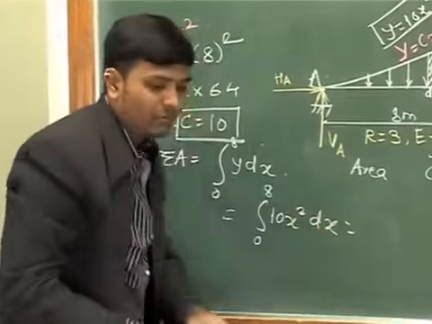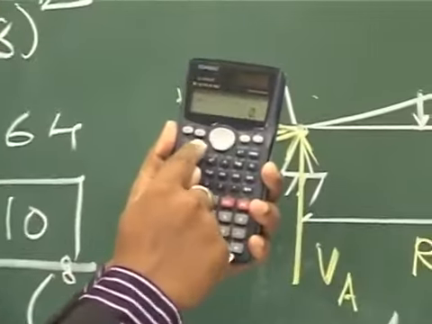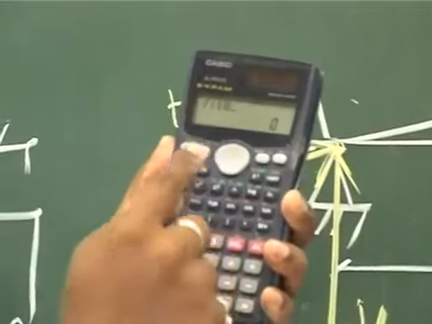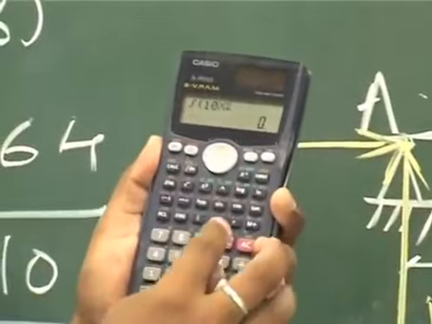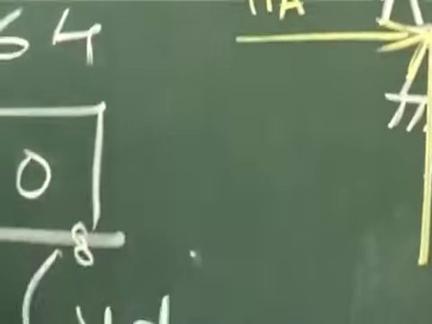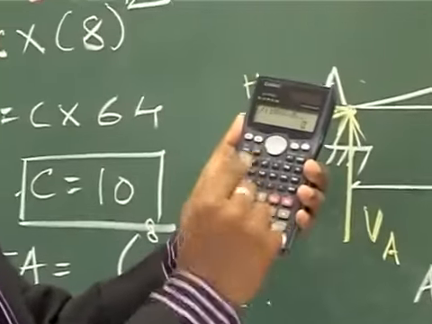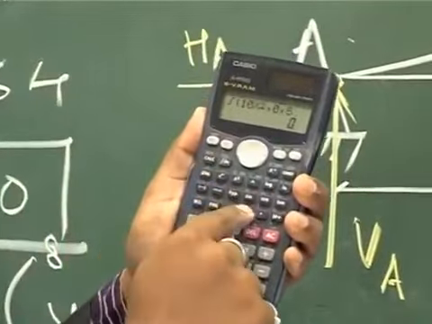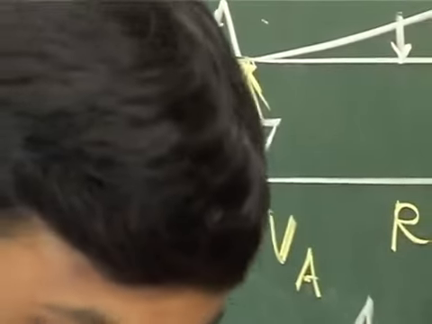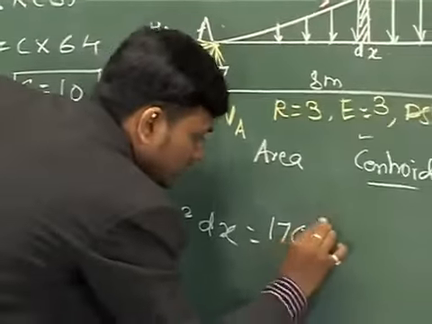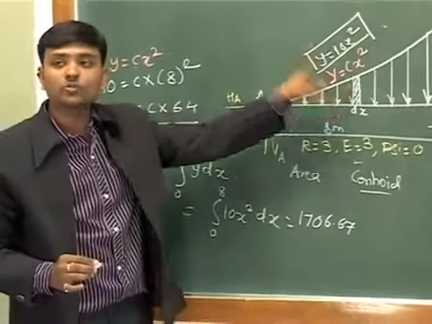You can calculate the integration of 10x square with the help of a calculator. You just press the integration button, 10 alpha x square, so it will be 10x square, comma, you substitute first the lower limit, then the upper limit, so 0, comma, 8. Complete the bracket and press the equal to sign. So 1706.67 is the correct answer. This is the magnitude of force when you convert this into point load.